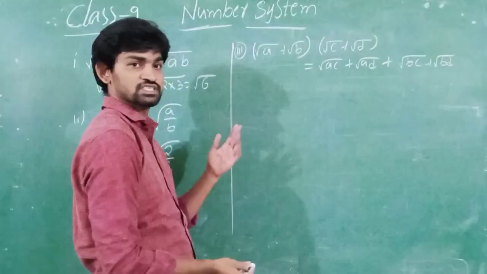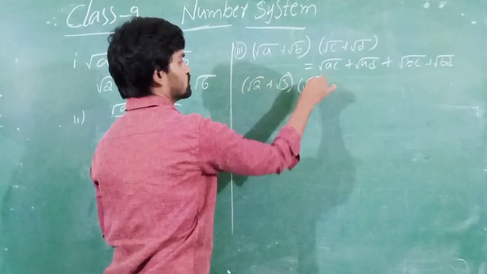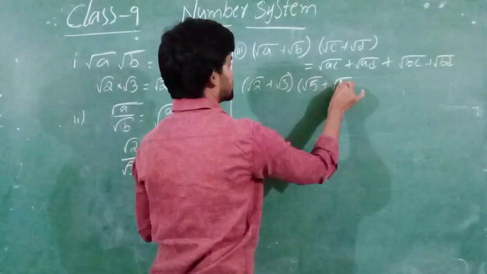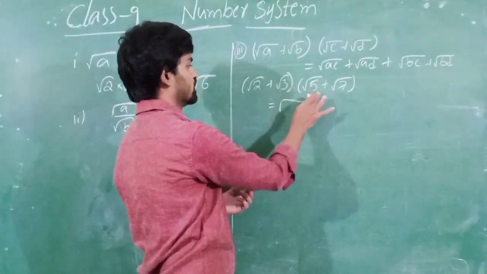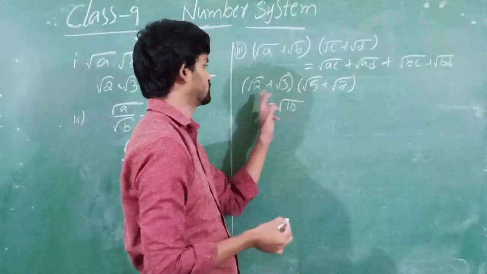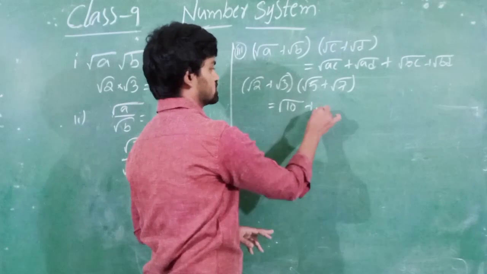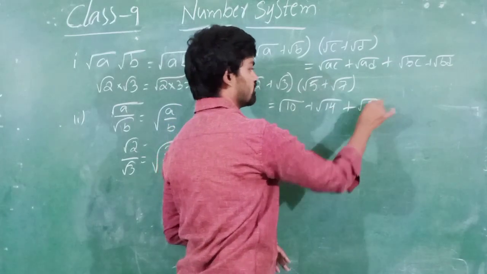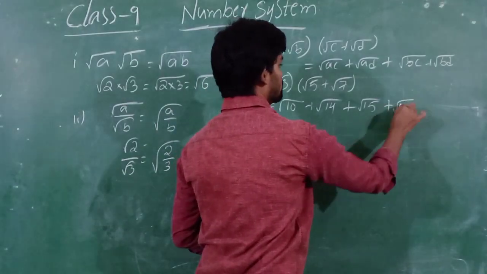Let us see an example for this also. You can take root 2 plus root 3 into root 5 plus you can take root 7. So all we are taking differently. Now we will see what will be the result. So root over first, 2 5s are 10, so root 10. Directly you can multiply root 2 first, distributive property. Root 2 into root 7 next, 2 7s are 14. Next, 3 5s are 15. Next, 3 7s are root over 21.